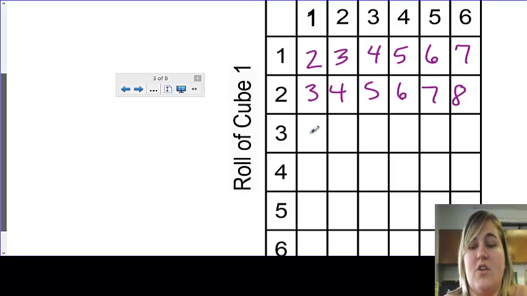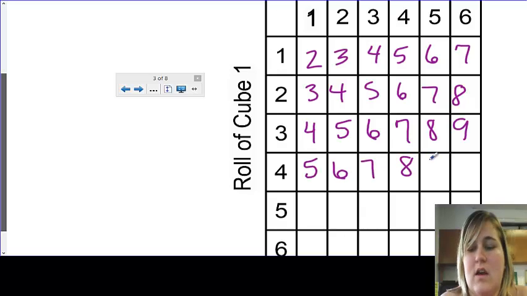You should be doing this on your own paper also, so if you need to pause so that you have time to make up your table, please do so, because you will be expected to have this in your notes.